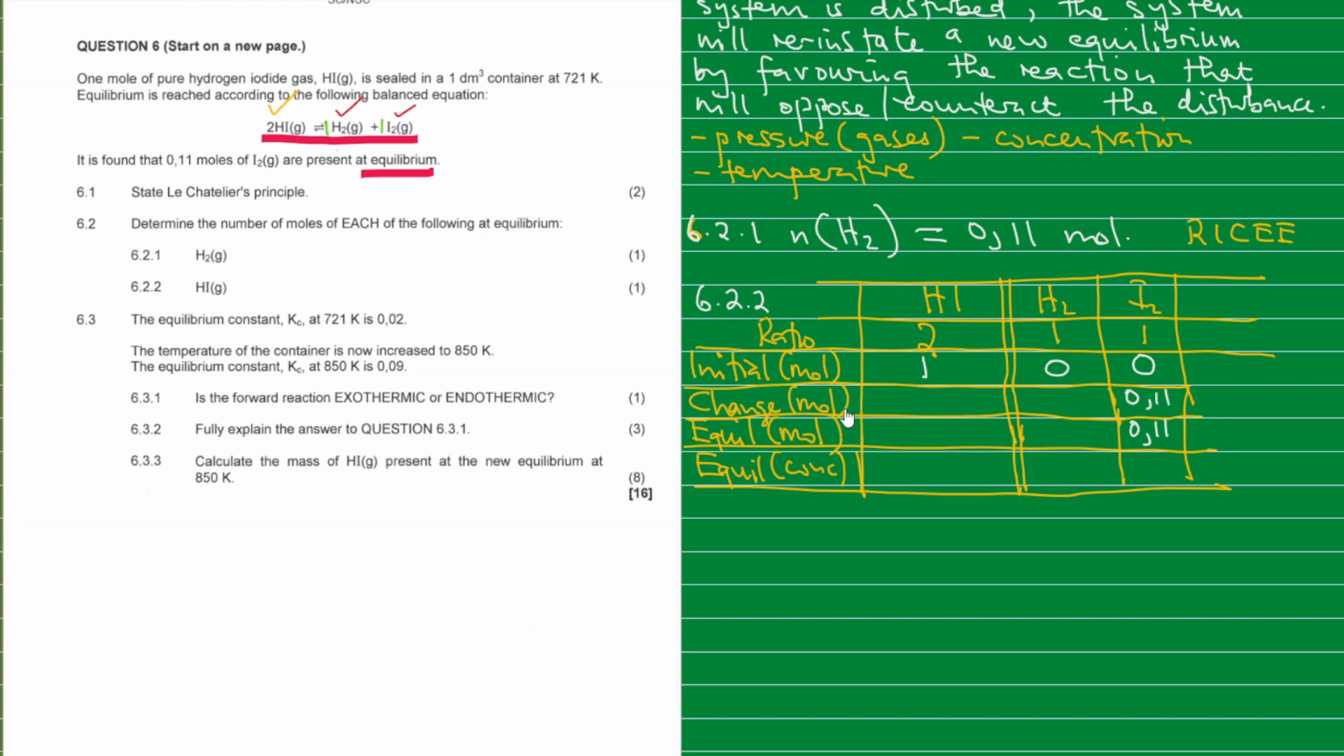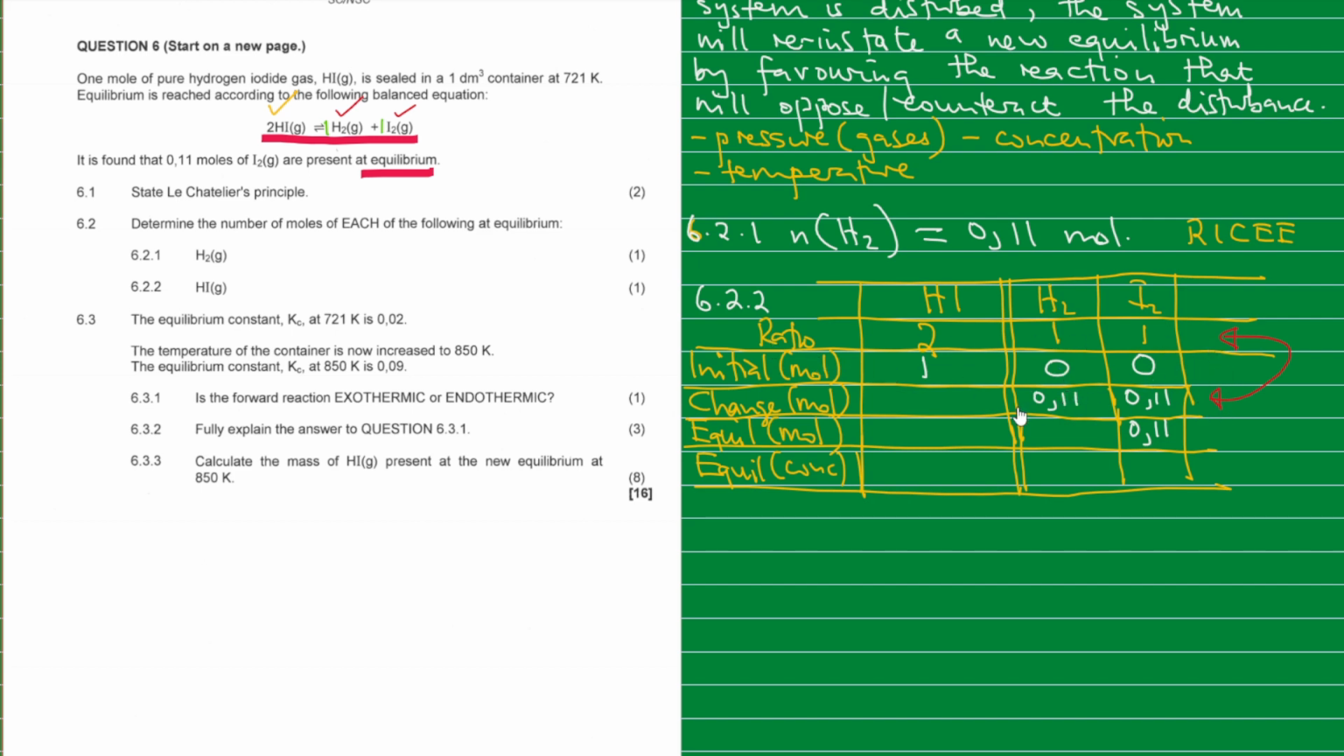Now, this row here, the row of change, it is now determined using the ratio. So if we formed 0.11 moles, the ratio for iodine and hydrogen is 1:1. So it means here we also have 0.11. So these two, the change and the ratio, they must go hand in hand.